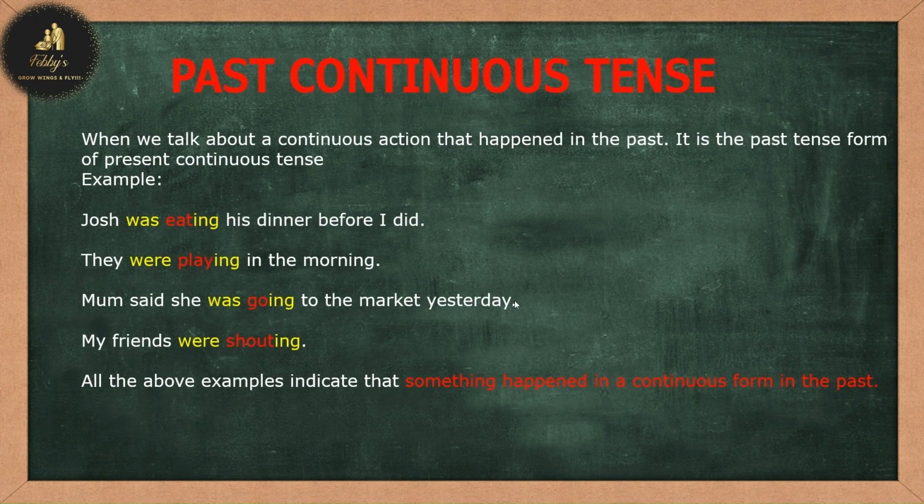Let's learn past continuous tense. When we talk about a continuous action that happened in the past, it is the past tense form of present continuous tense. Example: Josh was eating his dinner before I did. They were playing in the morning. Mom said she was going to the market yesterday. My friends were shouting. All the above examples indicate that something happened in a continuous form in the past.